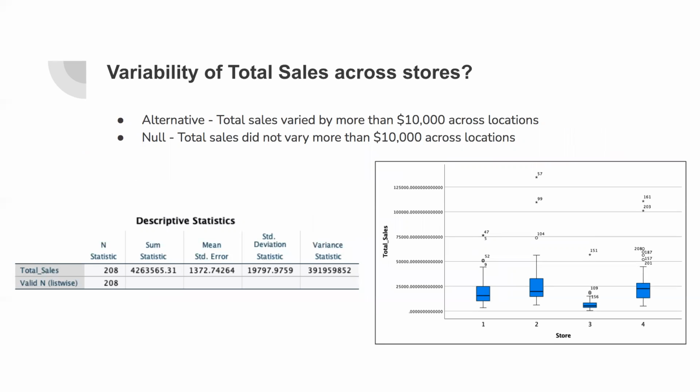Next, we looked at the variability of total sales across all 4 stores. Using a descriptive statistic analysis, we can reject the null hypothesis and accept the alternative hypothesis that total sales varied by more than $10,000 across the 4 locations. You can see that the standard deviation and the variance statistic both exceed 10,000. And on the right-hand side, you can also see an explore analysis chart that shows the variance in a more visual manner.